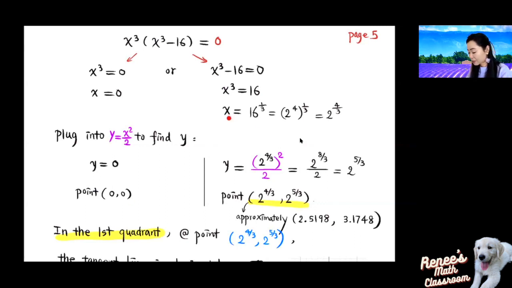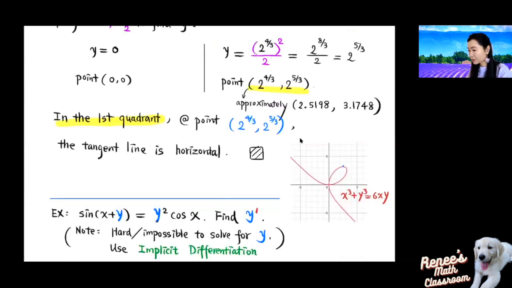If I plug x equal to 2 to the 4 over 3rd into this x here, then do the algebra, then y is equal to 2 to the 5 over 3 power. So that point is the corresponding point. But the question they ask is in the first quadrant. 0, 0 is over here. It's not in the first quadrant. This point is not in any quadrant. It's at the origin. So that is not the point that they're asking. So this one here is the point they're asking.